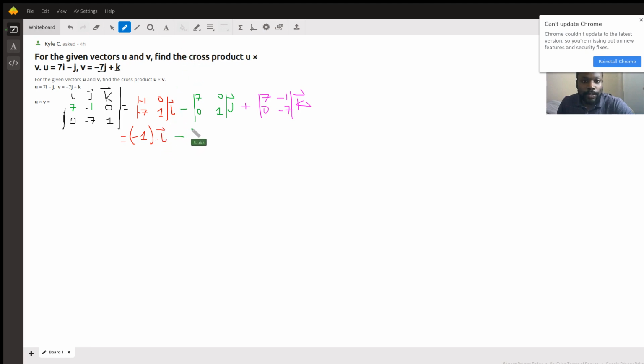Now let's move to the j component. So it's minus, and then what's the determinant? 7 times 1, which is 7, minus -0 times 0, which is 0. And then times j. And then for the k, we have 7 times -7, that's -49, minus 0 times -1, that's just 0. And then k.